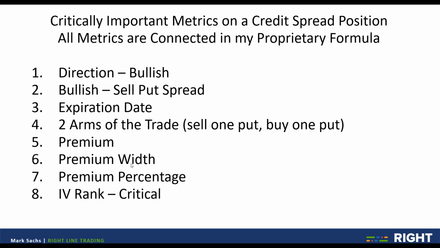Now, the premium width is critical. It's really the premium percentage. You want a 40 to 45% premium percentage. So that if you can get a premium percentage of 45%, for every $45 of potential reward, you risk $55. That is outstanding on a credit spread when you take into consideration the fact that the underlying stock only has to move 1 penny in your direction from the date you take the trade to the date you close it.